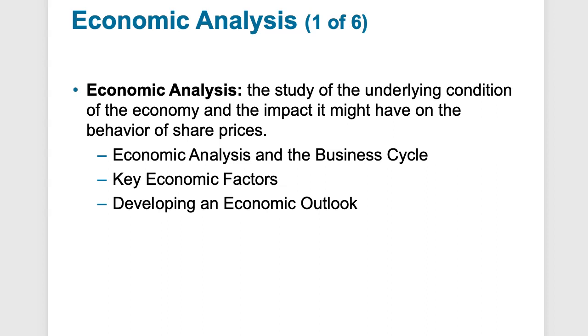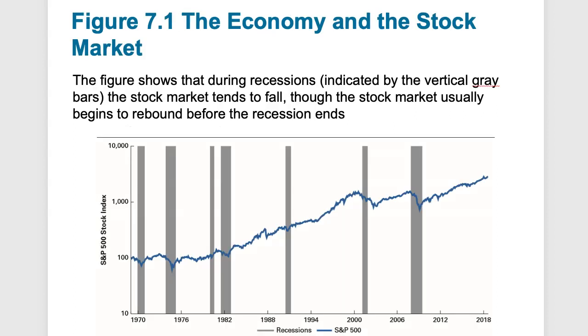So the things we want to look at are, of course, the business cycle, key economic factors and output, and using this to develop an outlook of where the economy is going. Here's a nice slide that looks at recessions and the stock market during recessions. The gray bars indicate the recessions. If we see the recessions going back to 1970, you have 1, 2, 3, 4, 5, 6, 7. And most recently, we have another recession, but this is off the scale of this chart.